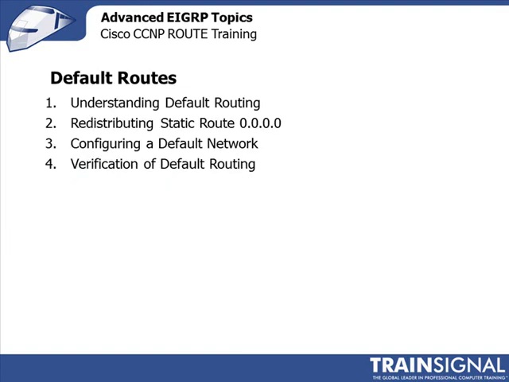Default routes are actually of particular importance in just about every network. So we want to be able to take a look at that within the context of EIGRP. We want to first understand what default routing is, what the purposes are, and then there are two methods in EIGRP for configuring that. There's redistribution of a static route to 0.0.0.0, which is very common. Then there can be configuring a default network. And then finally we'll look at how to verify that that's operating as expected.